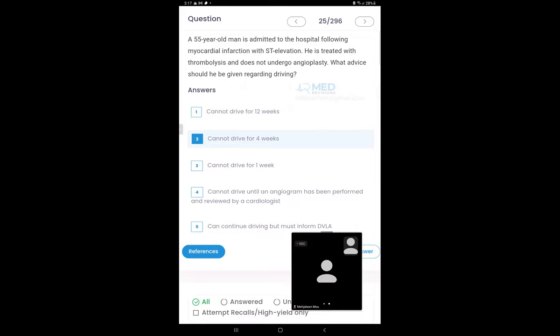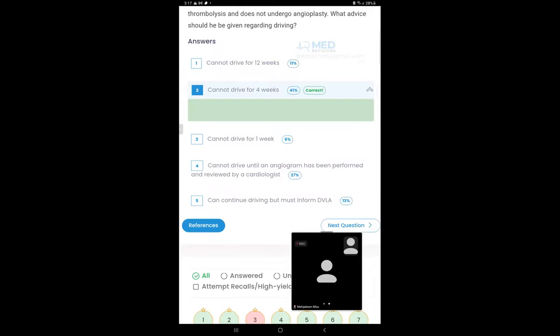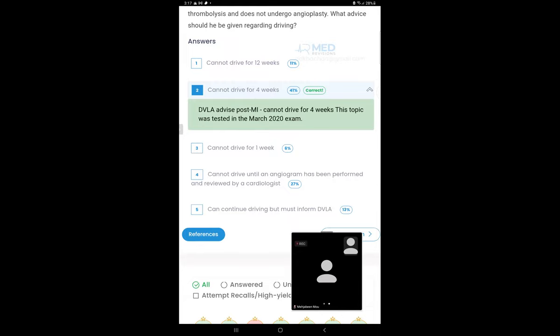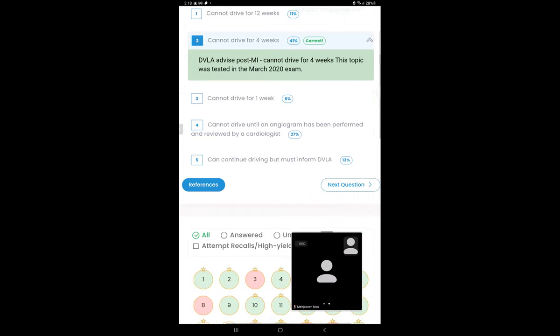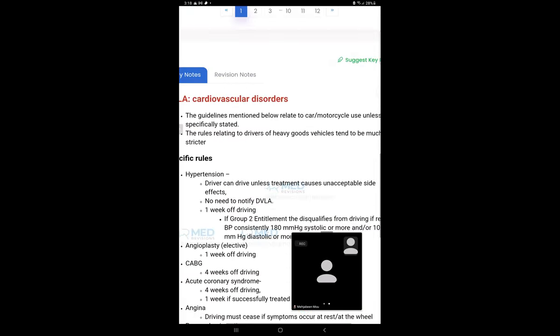So most of you are saying two, let's see that. And then you would be dedicating a page or a portion of your notebook and writing whatever comes in here, because this is important to remember. This is very right. Post MI, a person is not supposed to drive for 4 weeks. This question came in the March 2020 exam. It was there in the February 2021 exam. So please do remember these things, right? Here it is. This is really important. Please do take a screenshot if you want to.